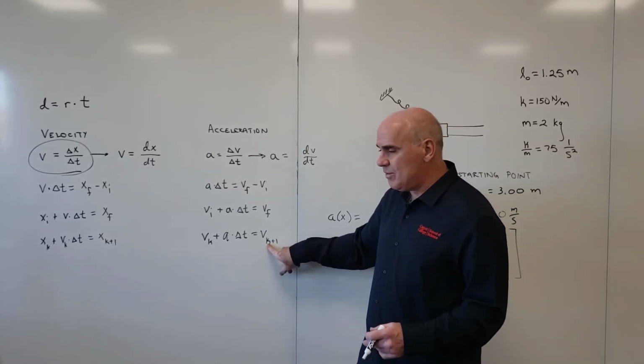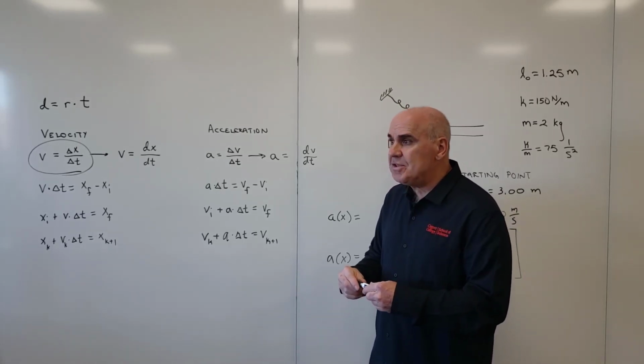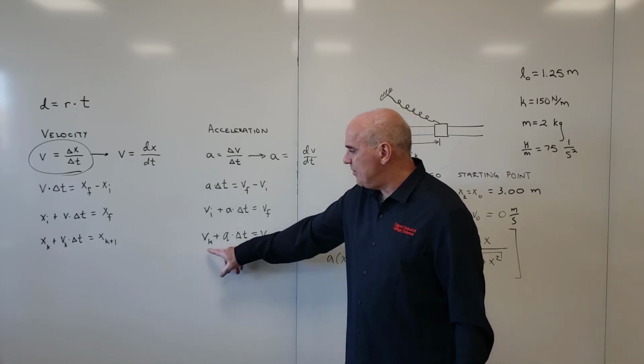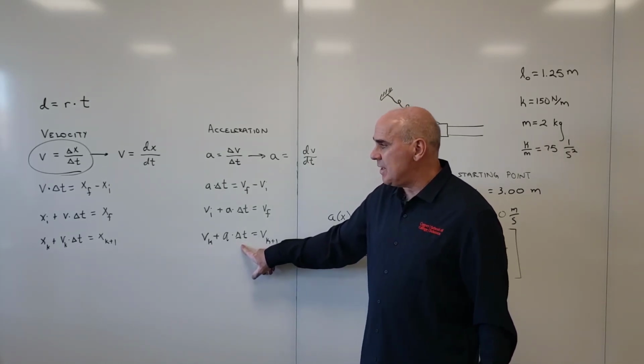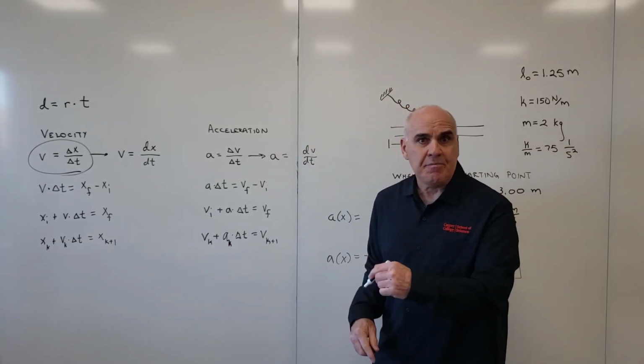Again, k is 1, 2, 3, 4, 5, etc. It could be 0. It's just an integer value. It's a counting number, right? So v sub 5 is equal to v sub 4 plus the acceleration times delta t. And I probably should put a k subscript there.